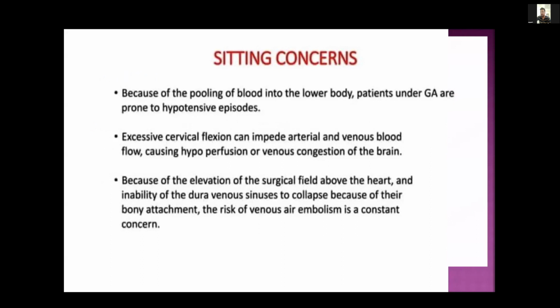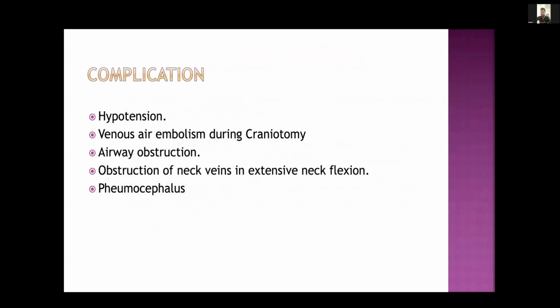Extensive cervical flexion can impede arterial and venous blood flow, causing hypoperfusion and venous congestion of the brain. Because of the elevation of the surgical field above the heart and the inability of dural venous sinuses to collapse because of their bony attachment, the risk of venous air embolism is higher in the sitting position. The complications are hypotension, venous air embolism, airway obstruction, obstruction of neck veins in extensive neck flexion, and pneumocephalus.